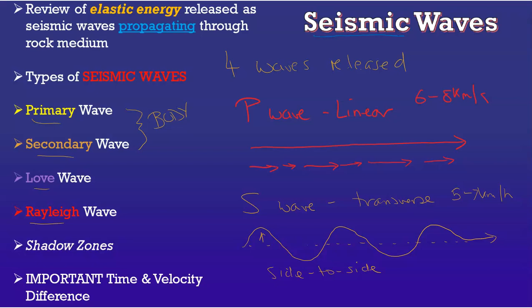Now, the cool thing about the P wave is it goes through any rock, any density, liquid, solid, you name it, the P wave goes through it. So if there's an earthquake in California, the P wave will be felt around the world in certain areas.